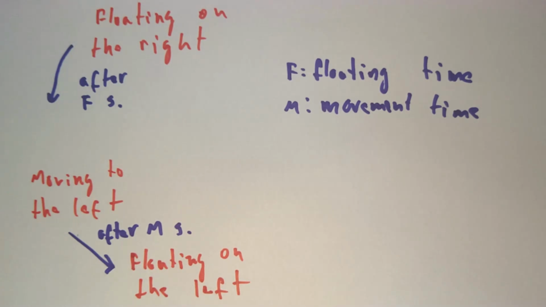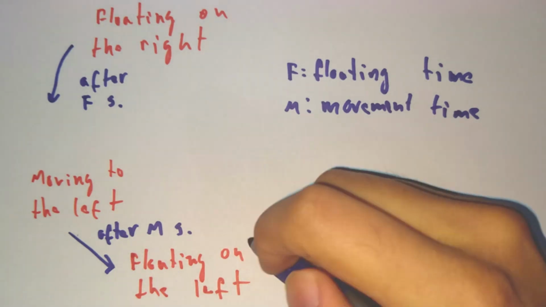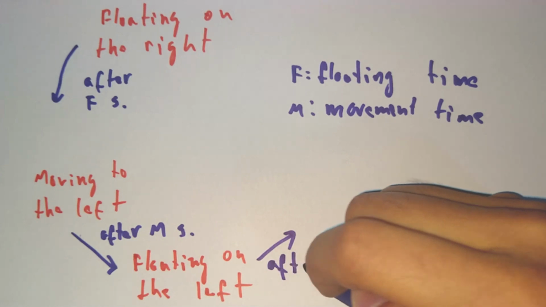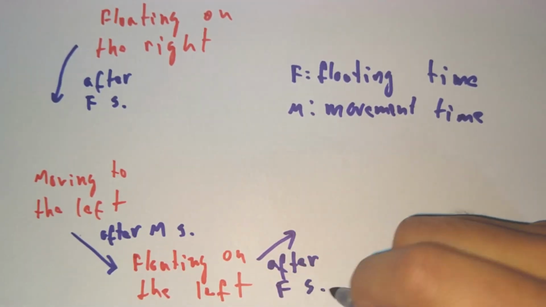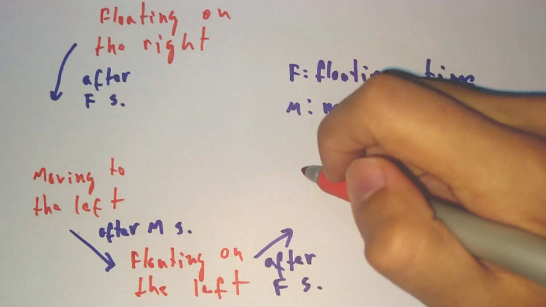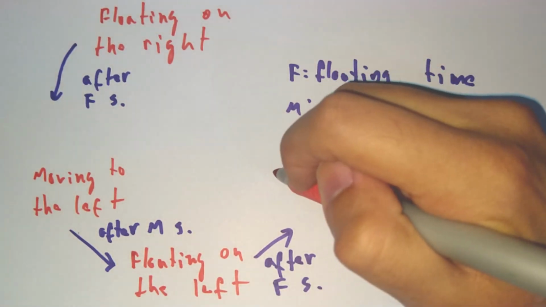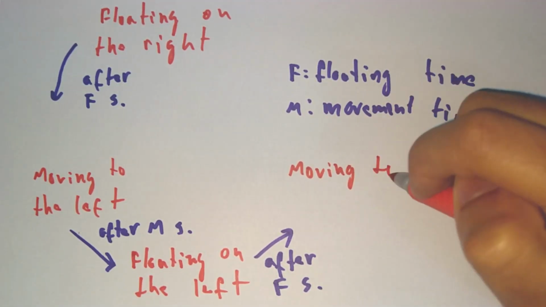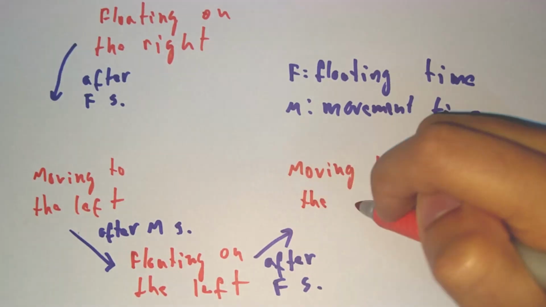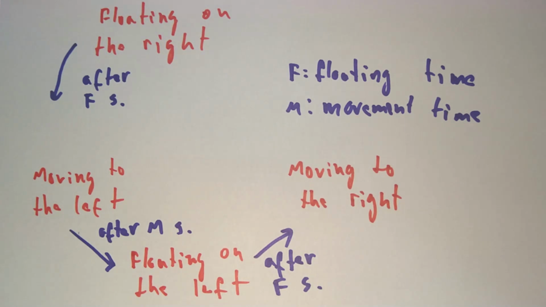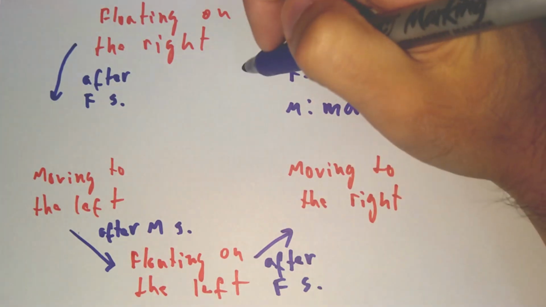And so he's floating. Next, after F seconds, that is the floating time, he'll change the state again to moving to the right. After F seconds, moving to the right. Do you see the logic here? He's moving to the right side of the screen now. And after M seconds, he'll be back where he was. So we change the state again.